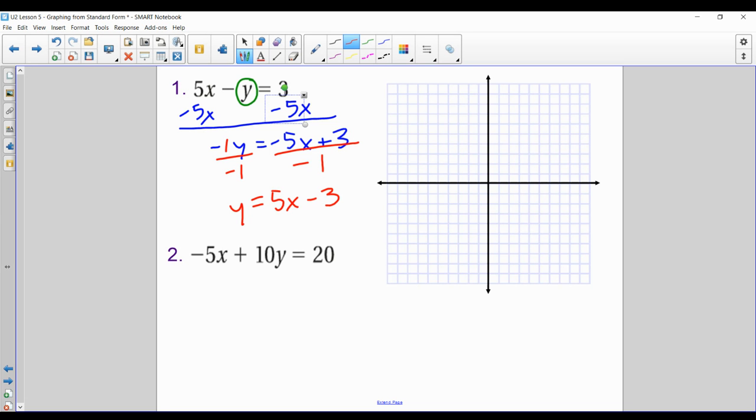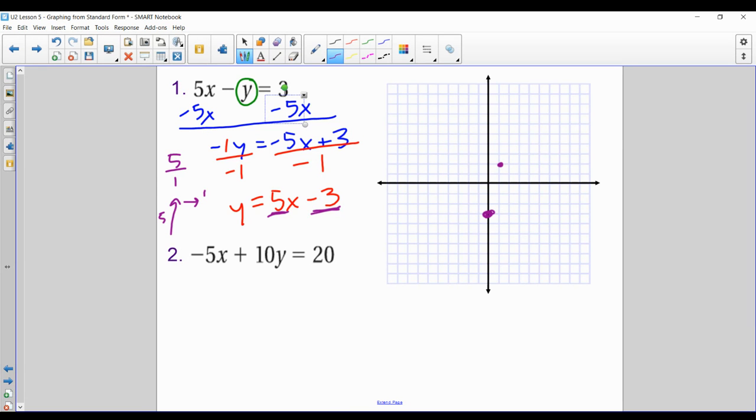So this would tell me that I need to start my line with a y-intercept of negative 3. So I go to negative 3 on the y axis, plot that point, then use the slope of 5. That's like saying 5 over 1. So that means go up 5, right 1. So from that point on my y-axis, I go up 5 over 1.